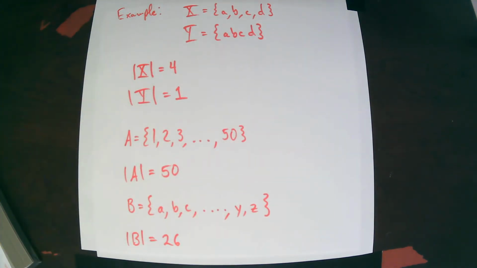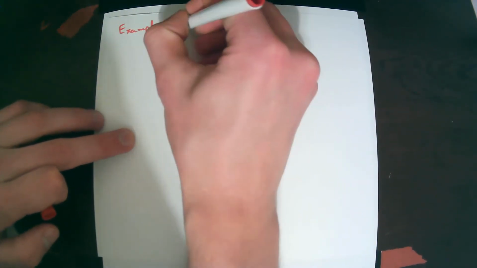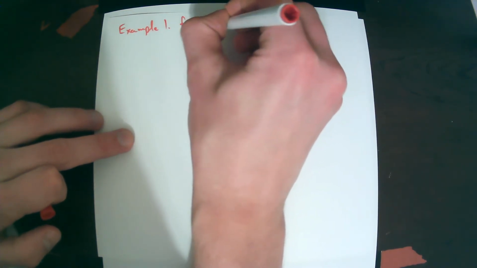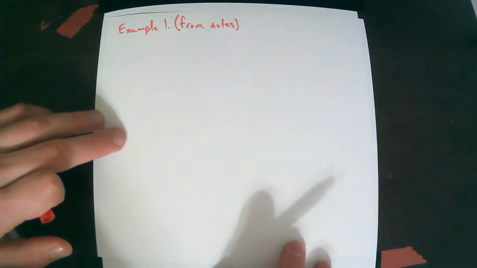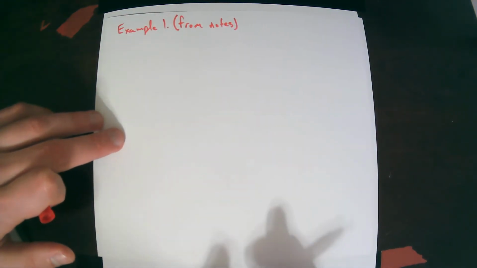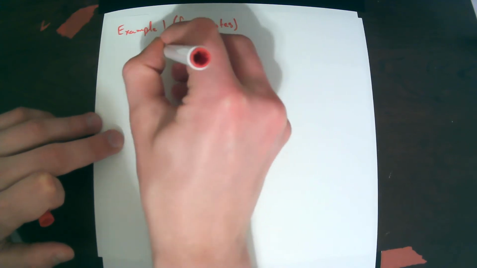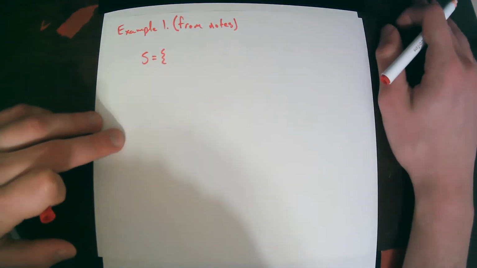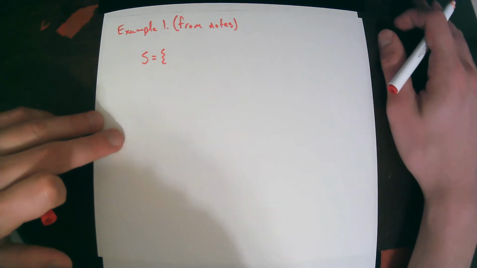I have another example listed here in the notes that says, use the roster method to represent S, which is the set of states in the United States that begin with the letter M. Then find the cardinal number of S. Okay, let's do that. So here's how I'm going to do this. I'm going to say example 1 from notes. So we want to use the roster method to represent S. The roster method means I'm actually going to list these things out, and I want to represent the set of states in the U.S. that begin with the letter M.